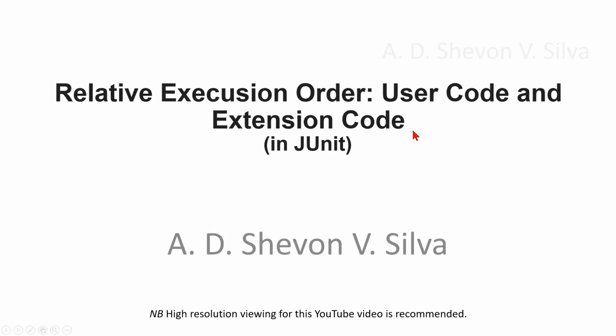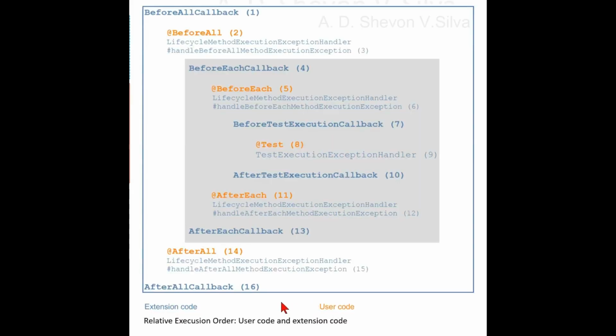Relative execution order, user code and extension code in JUnit. Here you can see the relative execution order of the user code and extension code. This diagram illustrates the relative order of user supplied code.